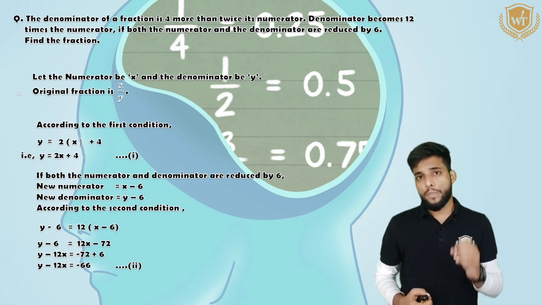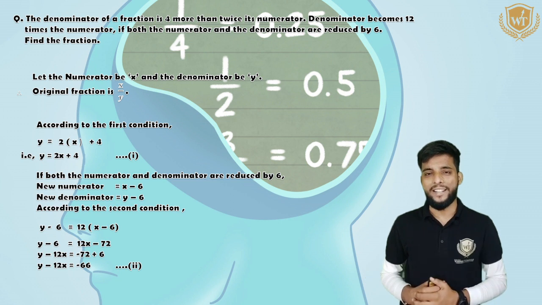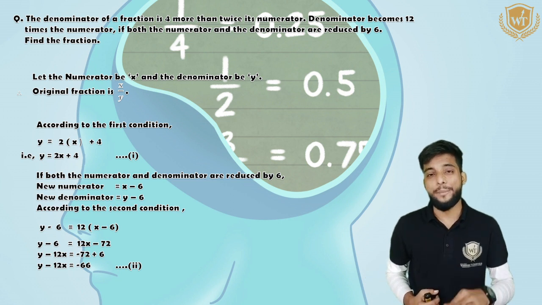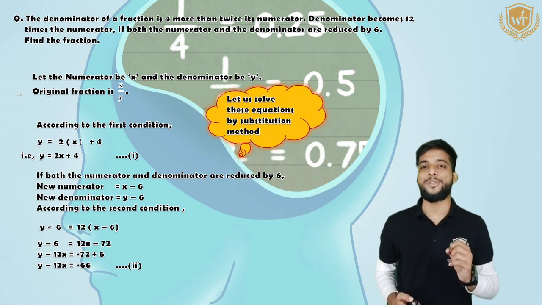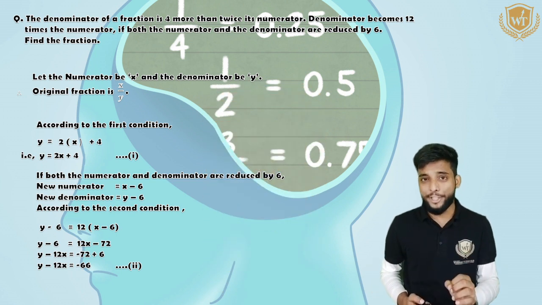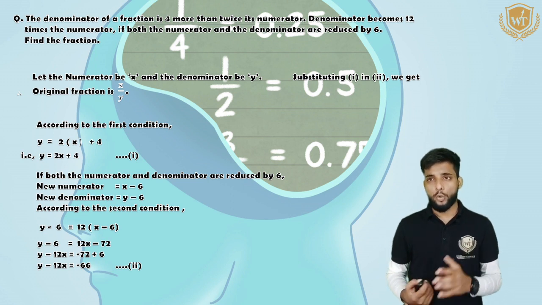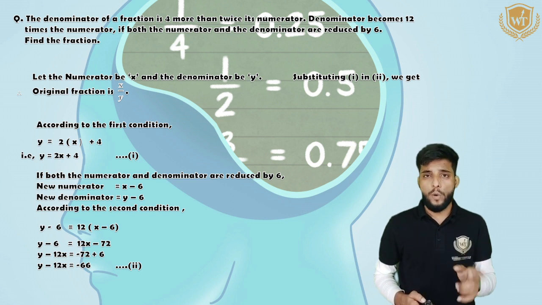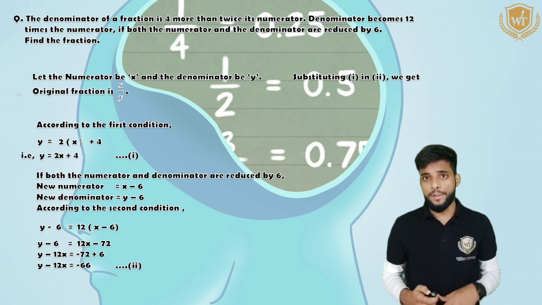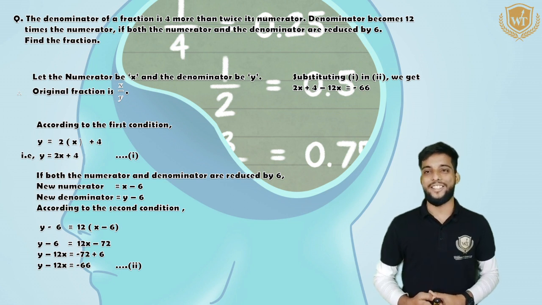Now students, focus on the first equation. It is y is equal to, right? Already एक variable has been isolated. So let us solve these equations by substitution method. By substituting the first equation in the second one. So y की जगह पे we are going to write 2x plus 4. So y minus 12x will become 2x plus 4 minus 12x equals to minus 72.